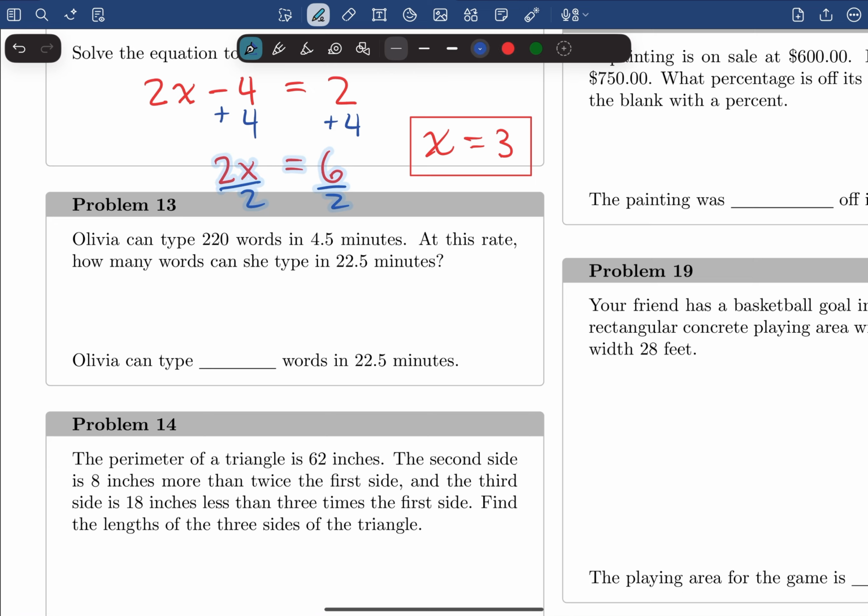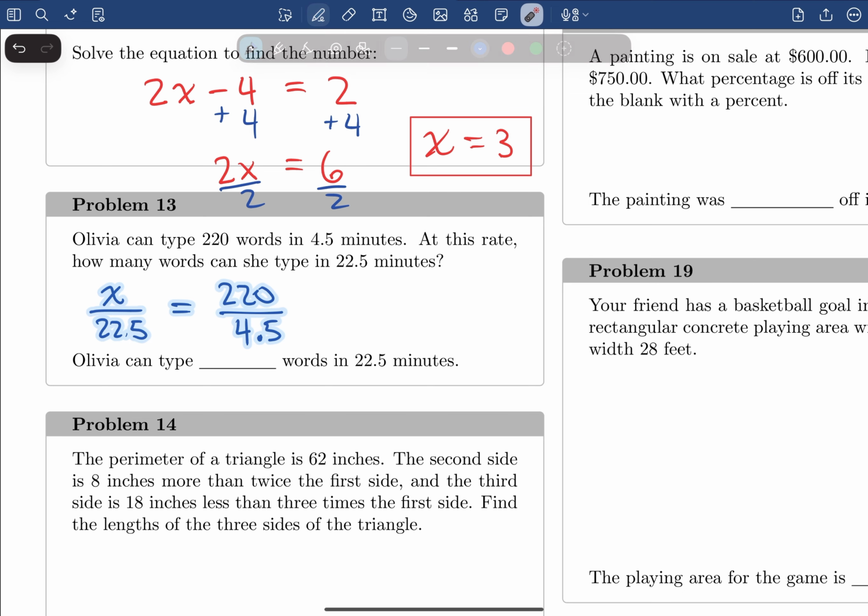Well, I would create a proportion equation. So I could say, the amount of words x that she can write in 22.5 minutes has to equal the 220 words that she can type in 4.5 minutes. So I can create two fractions and set them equal to each other. Their rates, x over 22.5 equals 220 divided by 4.5.